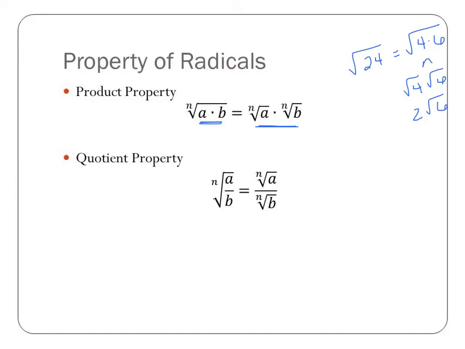The other one is your quotient property, and it works exactly the same, except you would have a fraction underneath, and this is what makes it really nice to square root, say, fractions, like the square root of 4/9 is the square root of 4 over the square root of 9, which is 2/3.